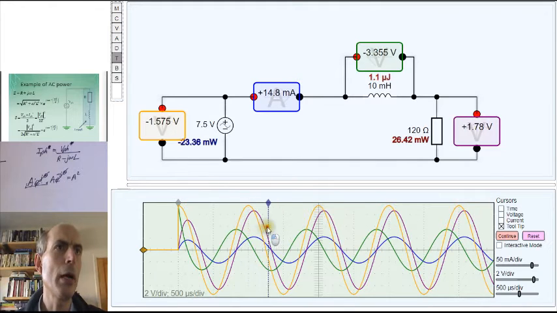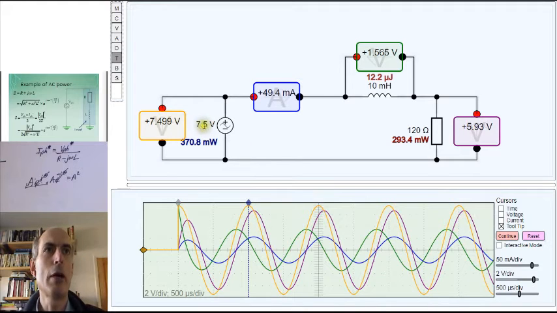Right, let's go back to, let's say, this point here, where we've got a maximum value of our 7.5 volt voltage source. With a maximum value of voltage there, the voltage across the inductor is, we can see, 1.565 volts, and the voltage across the resistor there is 5.93 volts. Not actually at its maximum. The maximum voltage across the resistor occurs a little bit later at this time here, and that's the time at which the maximum instantaneous power is leaving the network.